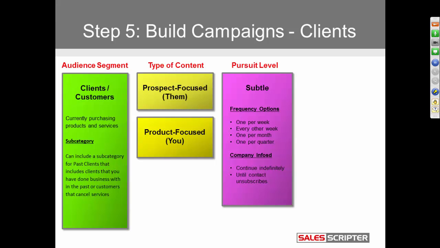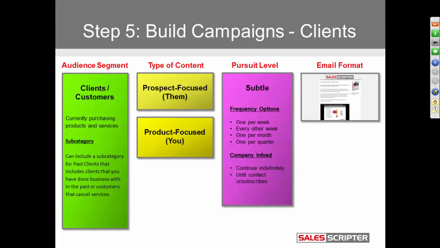We're changing the pursuit level here. Because these are customers that have purchased from us, we don't really want to be persistent. We want to ease up a bit, but we want to stay fresh in their mind and let them know we're there. We'll probably primarily use the HTML type of formal company communications.